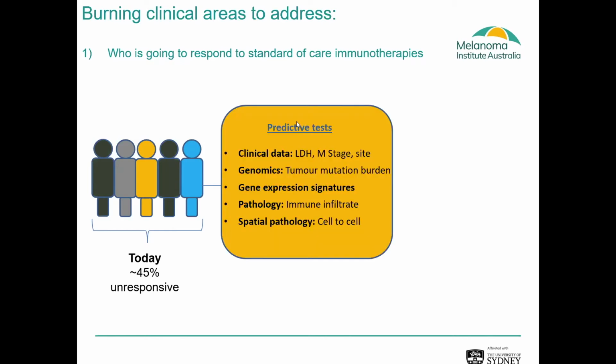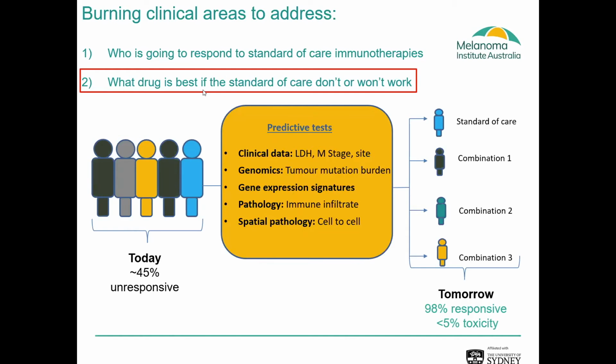We've been using different things such as predictive tests or models, using clinical data, genomics, gene expression, and pathological information, spatial pathology, so tumor immune profiling. We're combining that into predictive models to predict who's likely to respond and not respond to therapy. That's not really a part of this talk, but it's something we're focusing on a lot.